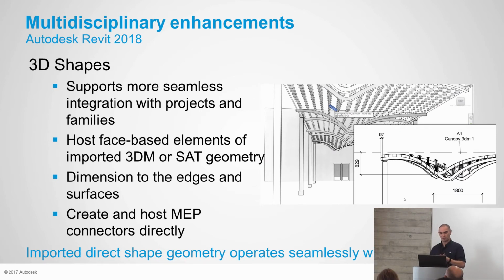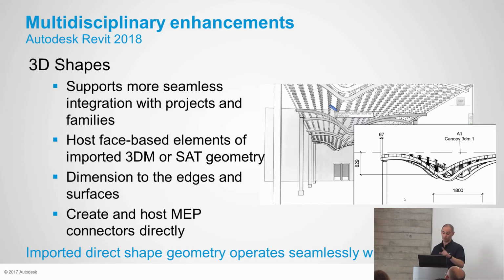3D shapes. It seems that they have improved the way the different formats are now imported into Revit, so it supports more seamless integration with projects and families, and you can host face-based elements of imported Rhino files or set geometry. I'm not going to steal the thunder for MEP, but the video says that, say for instance, you want to attach connectors to the imported elements.